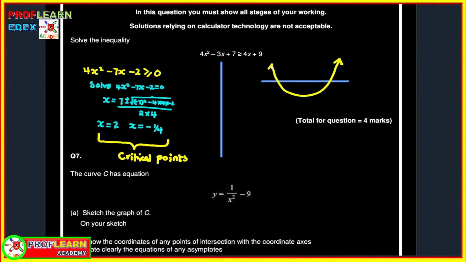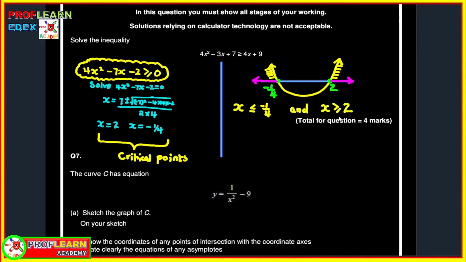Since it has a positive coefficient, it's going to open upward, but the inequality was greater than 0. Greater than 0 means we want the region above the line. So the values of x that satisfy the inequality above the line are going to be these values of x in this direction and the values of x in that direction only. So we shall say x is less than or equal to negative 1 over 4, or x is greater than or equal to 2. Those are the range of values of x which satisfies that inequality.